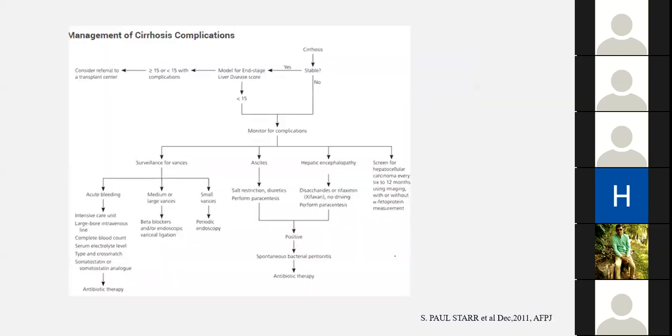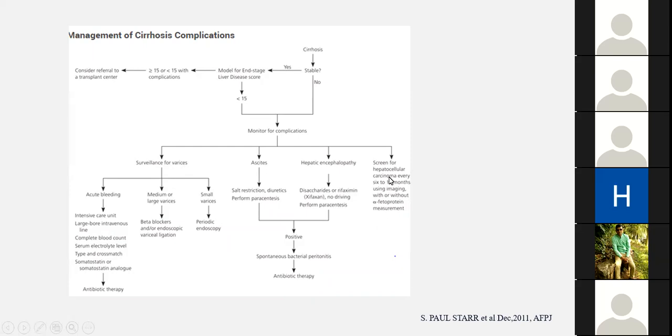And this is the algorithm showing the management of the complications of cirrhosis of the liver. In case of medium or large varices, we have to prescribe beta blockers along with endoscopic variceal ligation, and for small varices, we have to follow up the patients with endoscopy. In case of ascites, we should restrict salt and start diuretics, and in hepatic encephalopathy, we have to start rifaximin, and we have to perform paracentesis. If it is positive, then we have to start antibiotic therapy.